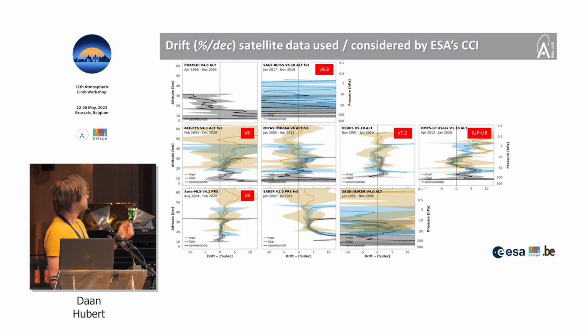This is a number of data sets that were already part of the project for a very long time, but they have had new versions. So there's ACE-FTS, MIPAS, OSIRIS, and OMPS. And then at the bottom, we also look at Aura MLS, SABER and the SAGE 3 instrument on Meteor.